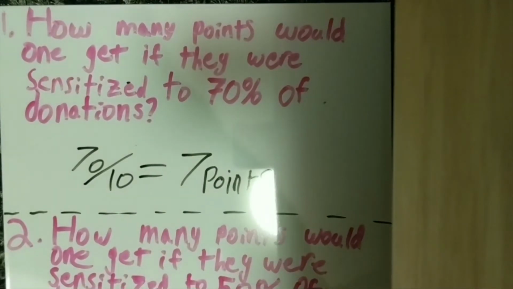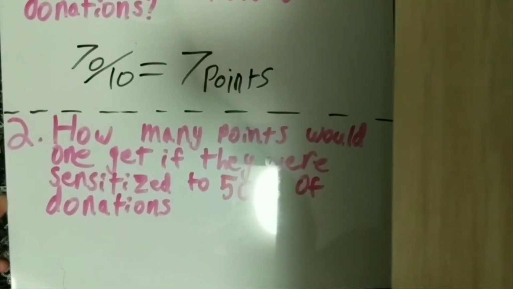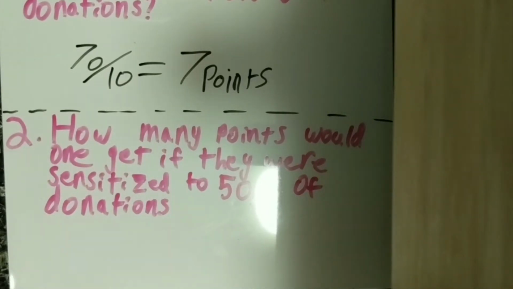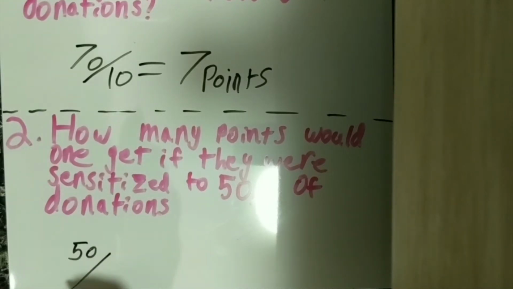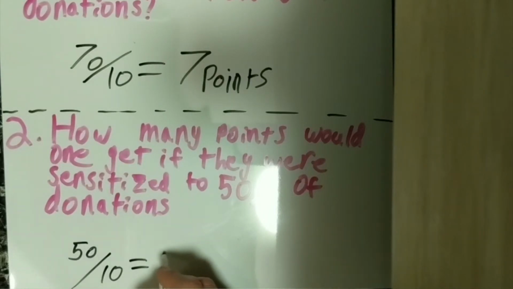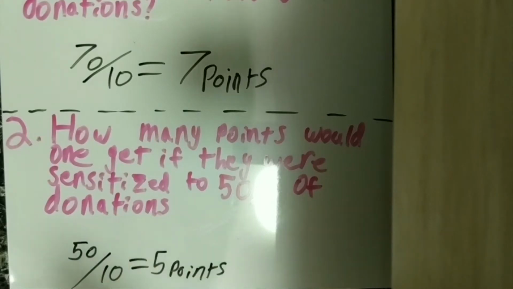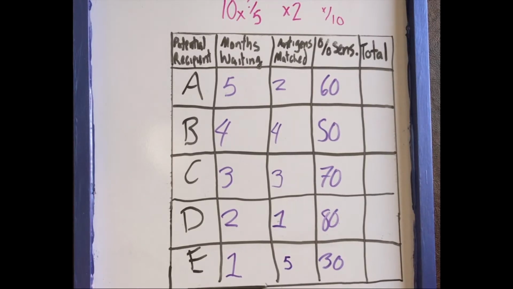Let's look at another problem. How many points would one get if they were sensitized to 50% of all donations? Well, following our same process as above, if you have 50%, you divide that by 10 to get how many points you have, which would be 5. 5 points. So after all previous factors are considered, the patient with the highest amount of points receives the organ.